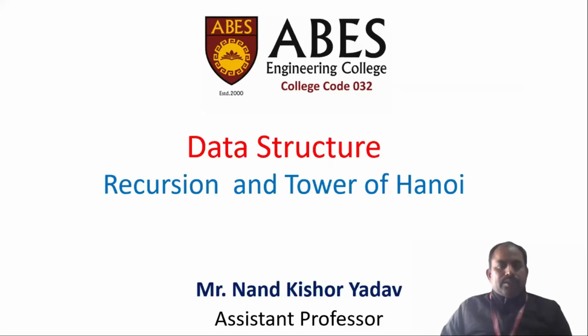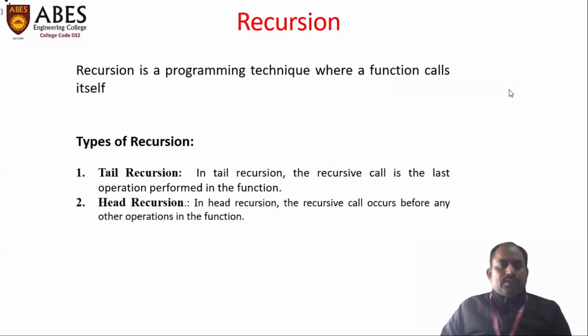Today I am going to discuss recursion and its important application, which is known as the Tower of Hanoi problem. Firstly, let me introduce what recursion is. Recursion is basically a programming technique where a function calls itself. Generally, a factorial program is used as an example of recursion.